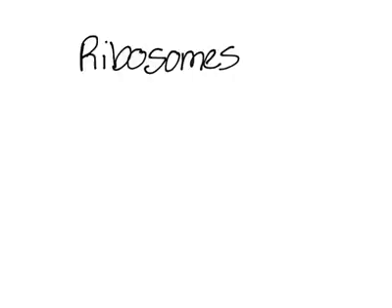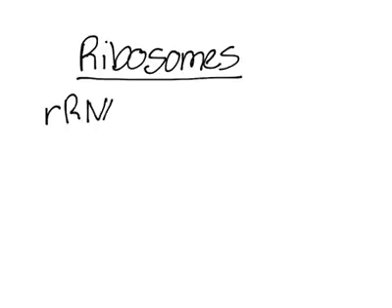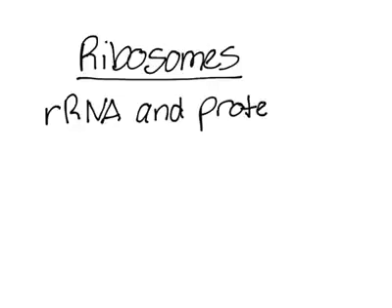So in this video I am going to discuss what ribosomes are, the functions of ribosomes, and the components of ribosomes. So essentially, ribosomes are made up of rRNA and protein. There are three types of RNA: mRNA, rRNA, and tRNA, and we'll get into all of that later on more specifically.